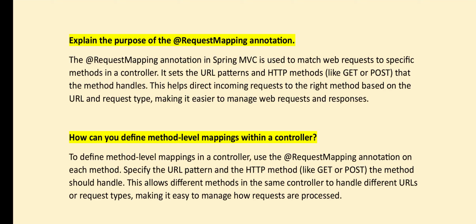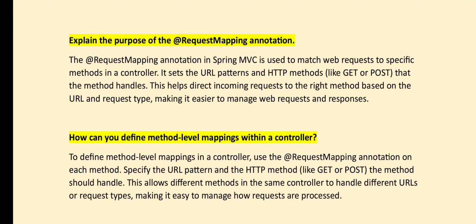Explain the purpose of @RequestMapping annotation. The @RequestMapping annotation in Spring MVC is used to match web requests to specific methods in a controller. It sets the URL pattern and HTTP methods like GET and POST that methods handle. This helps direct incoming requests to the right method based on the URL and request type, making it easier to manage web requests and responses.